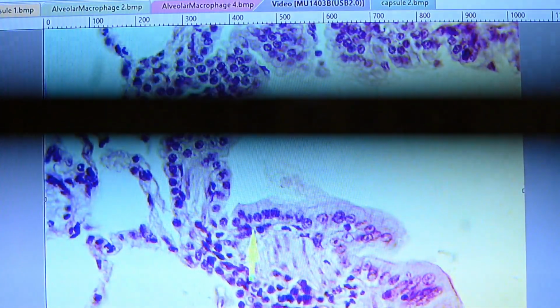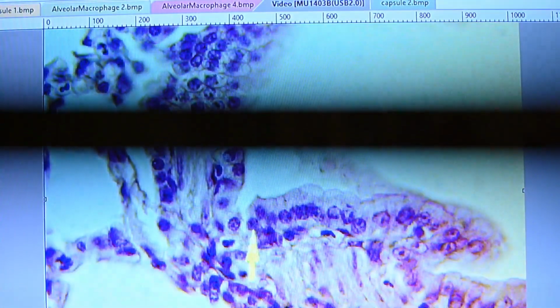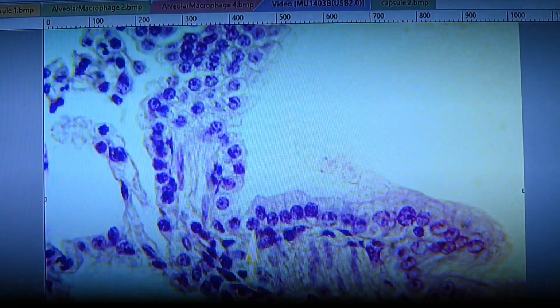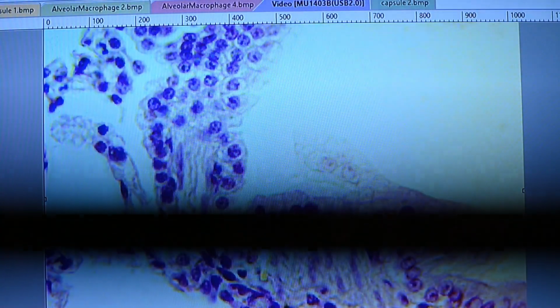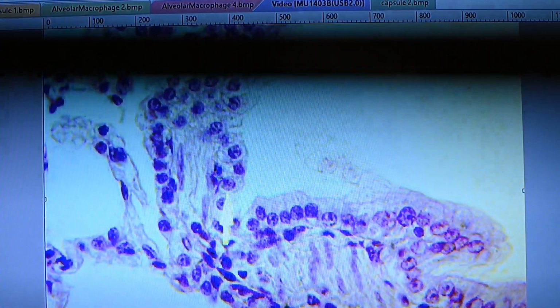So right in here, we see a combination of the columnar cells and cuboidal cells. More columnar cells right along here, and then more cuboidal cells over on this side.